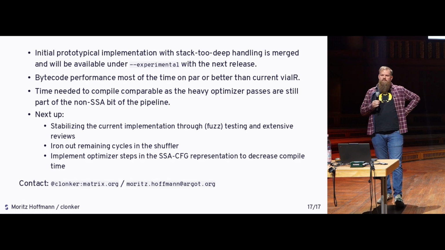And then finally, there are a few remaining bumps in this stack shuffler, which is a greedy algorithm in which it is easy to sometimes get stuck in loops. But we are ironing them out. And then finally, and this is the more midterm prospect, we will port over the optimizer steps and actually hopefully get a compiler which is fast. Yeah, that's all I got. Thanks.